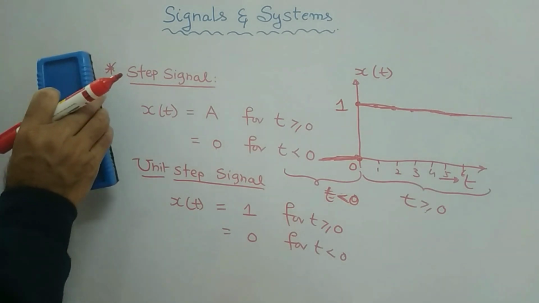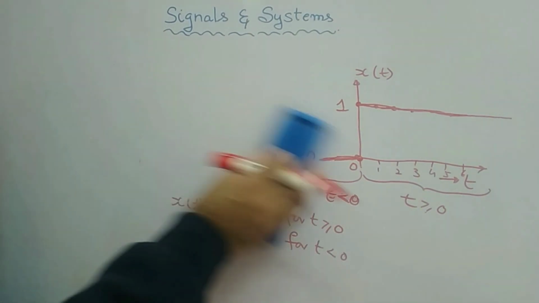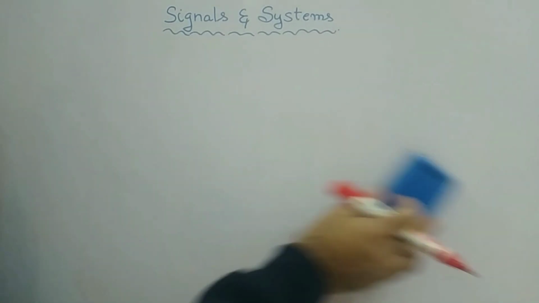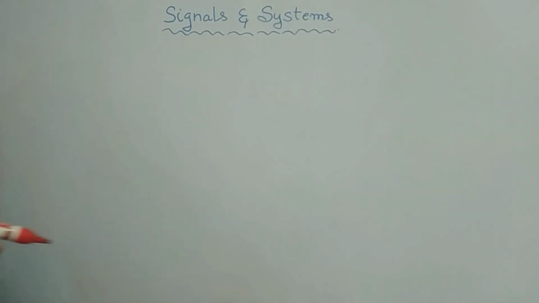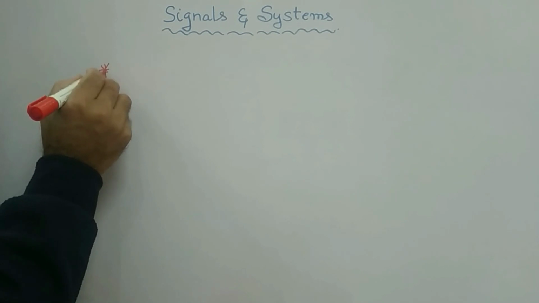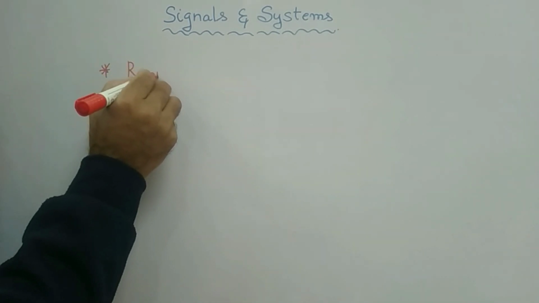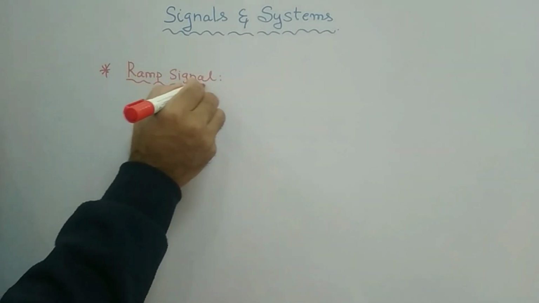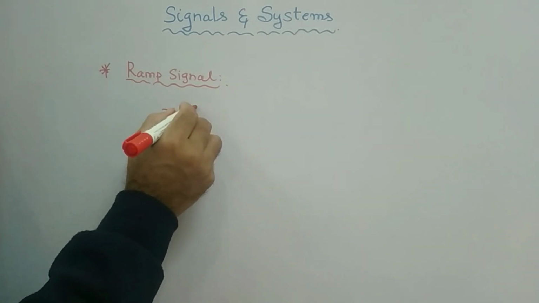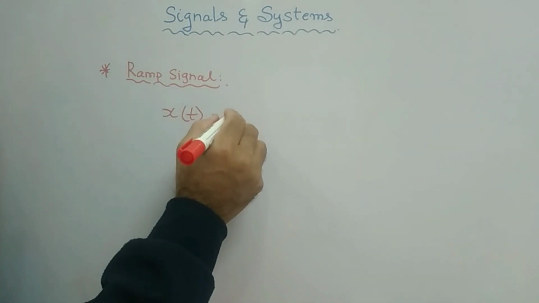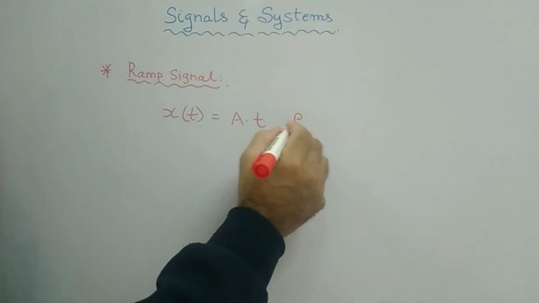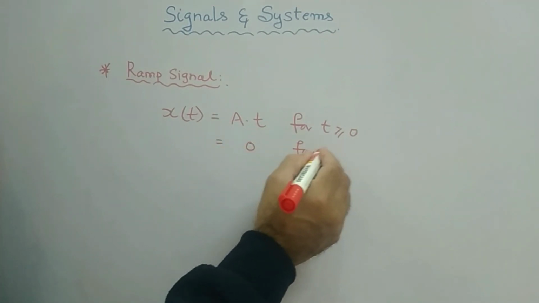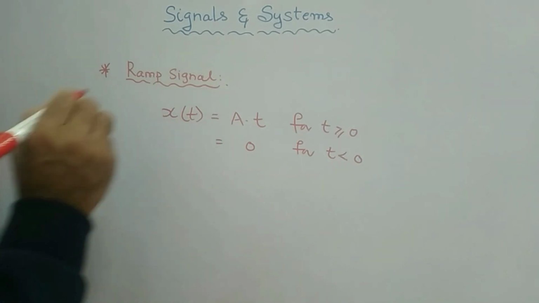Now, let us see the definition of the next signal. Here we are going to see the definitions of various standard signals. The next is the ramp signal. What is the ramp signal? The ramp signal is defined as x of t equal to a into t for t greater than or equal to 0, and it is 0 for t less than 0. Clear? This is the definition.